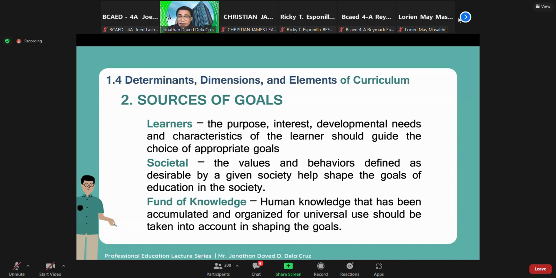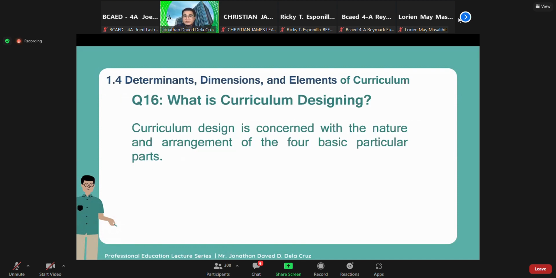And of course, fund of knowledge. Bakit fund of knowledge? Again, existing knowledge. Kasi you cannot include in the goals naman yung mga non-existing knowledge pa. Bakit fund? Bakit may non-existing? These are knowledge to come. You are recognizing future knowledge to come. Yung mga karunungan pa na paparating.